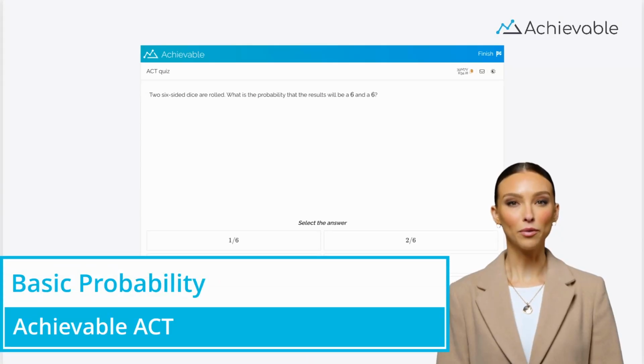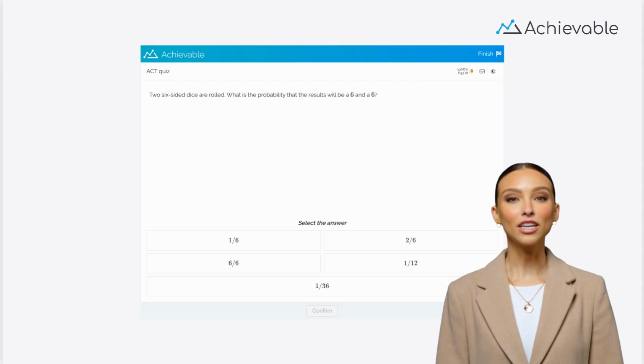Today, we're going to walk through a probability question step by step. Here's the question. 2 6-sided dice are rolled. What is the probability that the results will be a 6 and a 6?